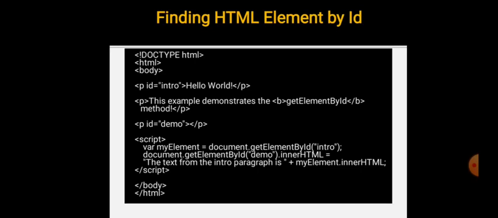If we execute this particular page, what may be our expected output? In the expected output, we can see the paragraph with ID equal to demo, that is an empty paragraph. The content of that paragraph will become: the text from the intro paragraph is hello world. So from this code, we can understand that the function getElementById is used for finding an HTML element by using its ID.